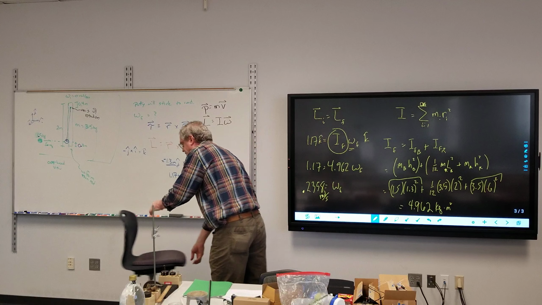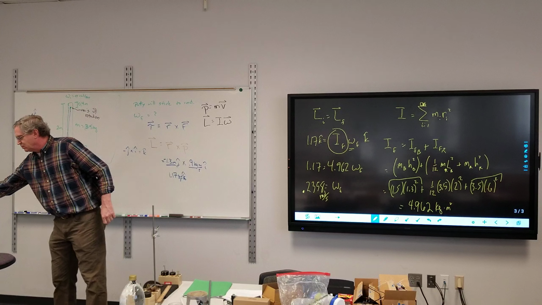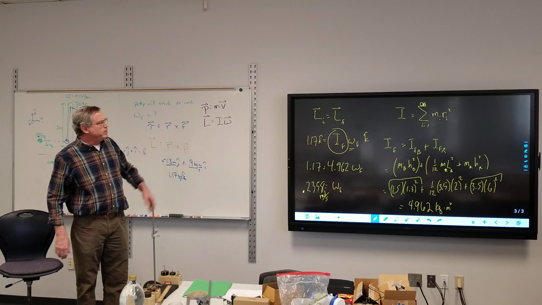Alright, this is conservation of angular momentum. Remember that.